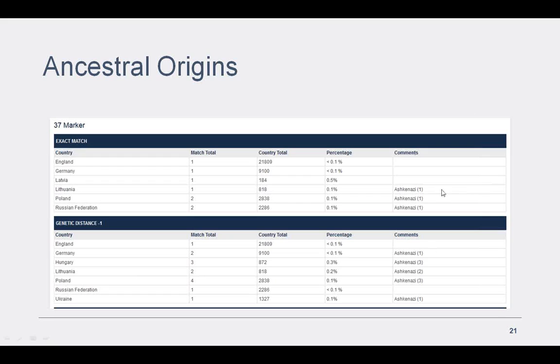So the comments column was added by Family Tree DNA staff sometimes, and it's basically intended to provide additional information to help clarify the country of origin. For example, in my particular case, my background is Ashkenazi or Eastern European Jewish, and the vast majority of my brother's matches are also Ashkenazi. So even though here the country of origin is Lithuania, it doesn't necessarily mean that they were native Lithuanians ultimately.